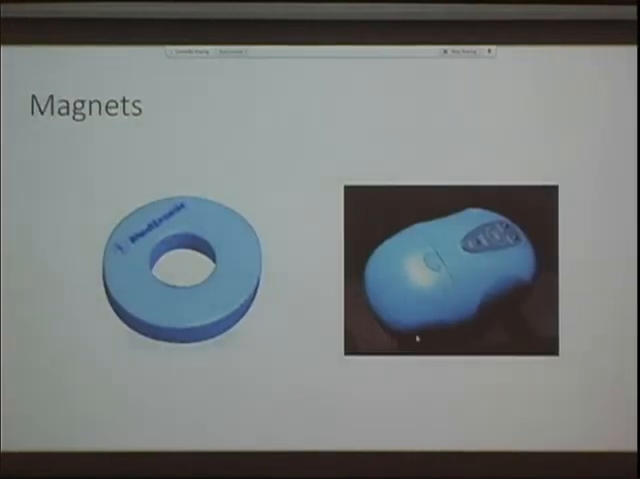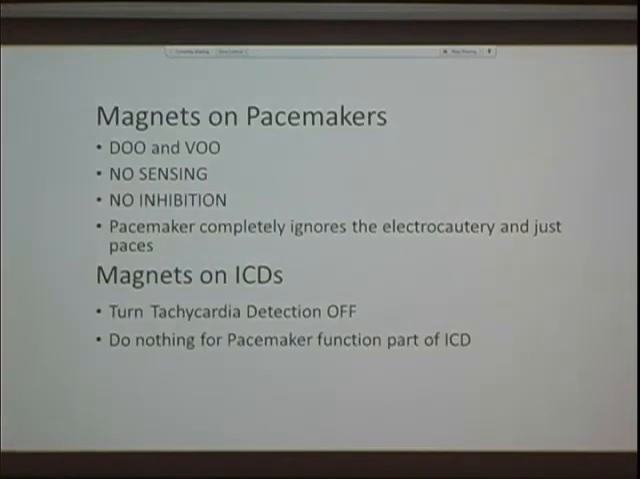Now, what do magnets look like? Here are the common ones, but what do they do? The magnets on pacemakers will essentially completely take away all sensing. They will force the pacemaker to pace. That's what magnets do on pacemakers. They make them pace. Magnets on defibrillators only inhibit the defibrillator function.